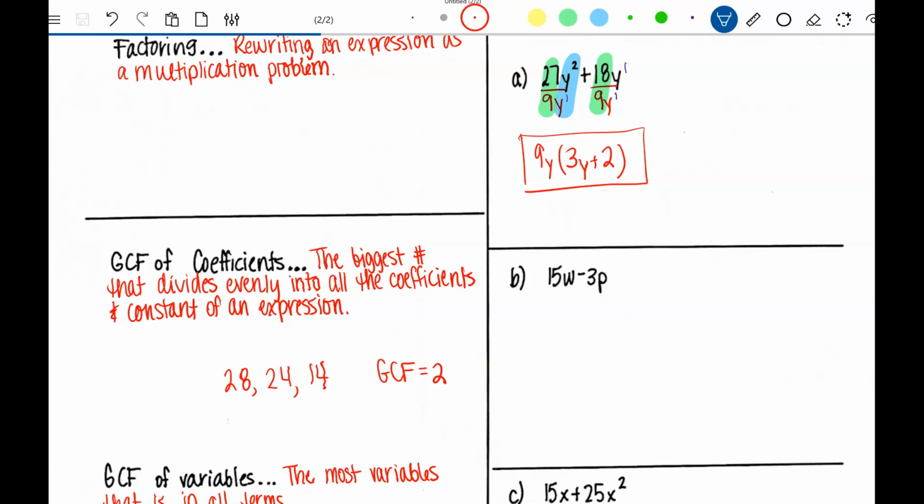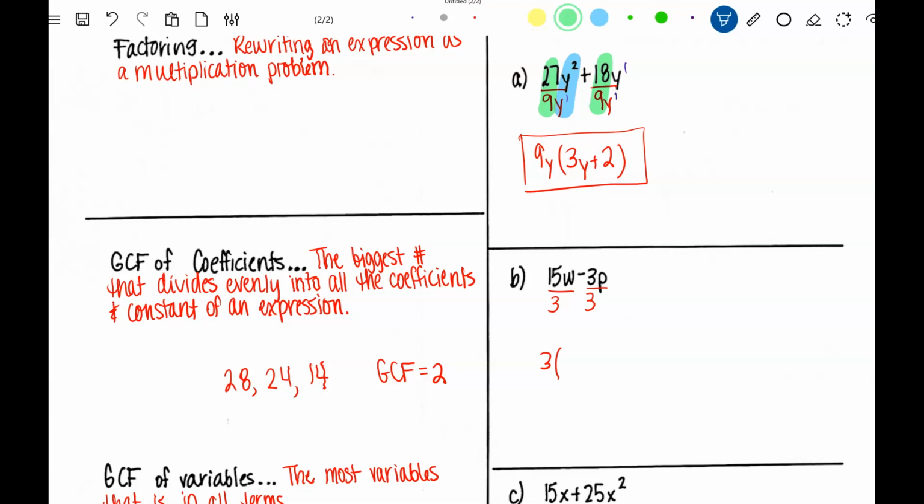Next example. Okay, so the first thing I'm going to look at are the coefficients, the 15 and 3. The biggest number that will go into both of those is 3. The first term has a w, but the second term doesn't, so w cannot be part of the greatest common factor. The second term has a p, but the first one doesn't, so p can't be part of the greatest common factor. That means 3 is the only thing that is the greatest common factor.